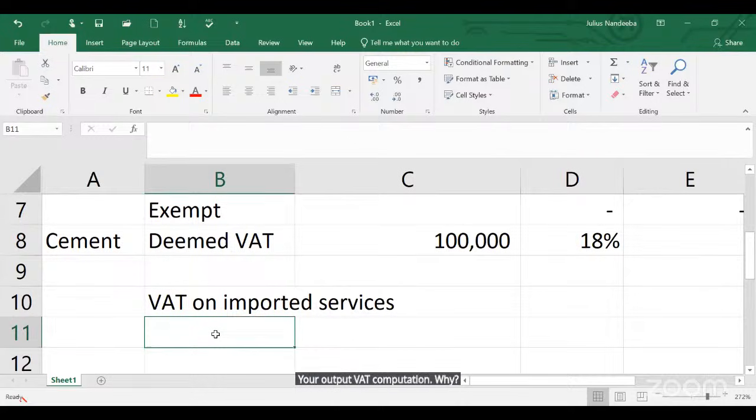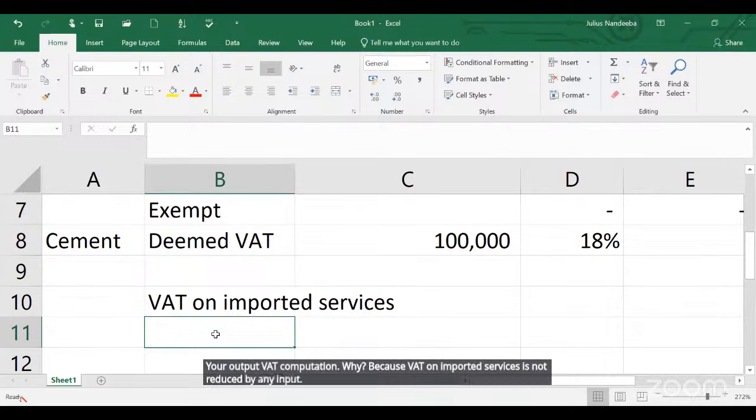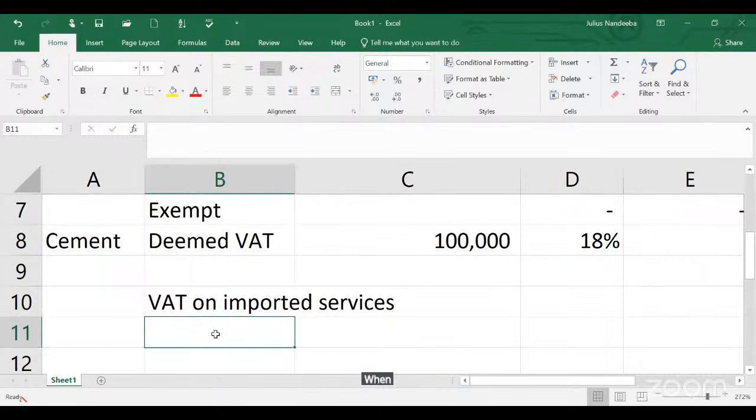Why? Because VAT on imported services is not reduced by any input. When you add it in your output tax, it will be reduced by the input tax, and you could end up in a claimable position. Yet when you have VAT on imported services, you must pay. That's why they don't allow it to be part of the computation. You must calculate it separately.